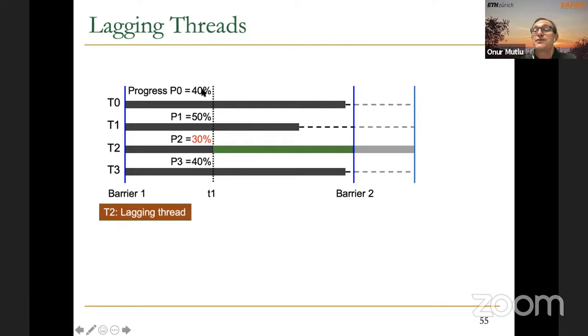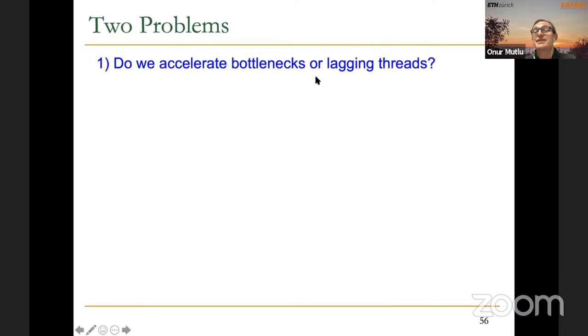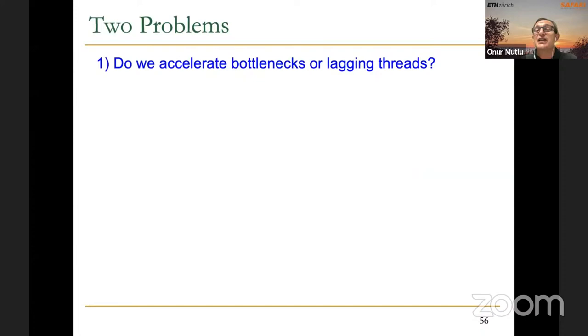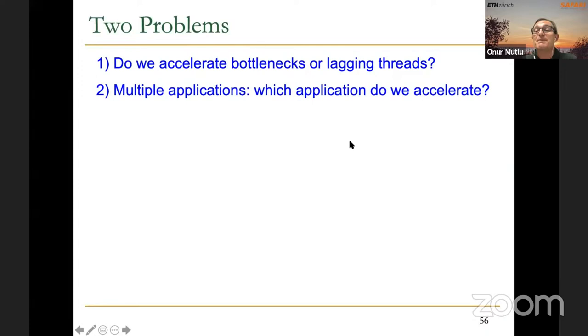Of course, it's not easy to do, and you should really read the BIS paper and this paper to see how this is done. You need information from the software as well as information from the hardware to monitor these lagging threads in a barrier-based program. But now we have two problems at hand. Do we accelerate bottlenecks that are not lagging threads, or lagging threads? These are a bit different from bottlenecks, because lagging threads you need to preemptively accelerate in a sense. Whereas in the bottlenecks, you have a lot of information as to which ones became a bottleneck. And if you have multiple applications, which application do you accelerate?